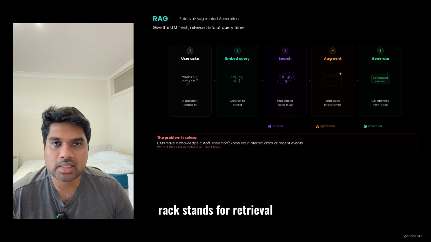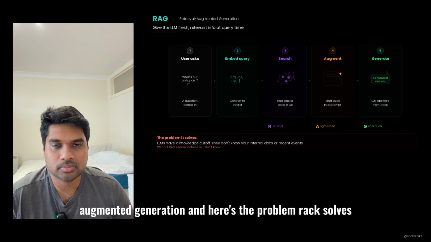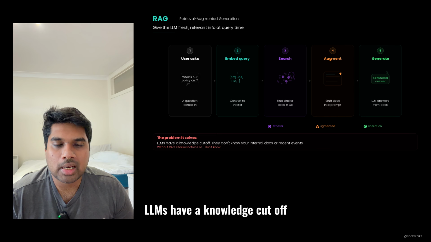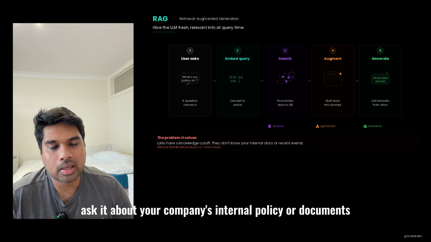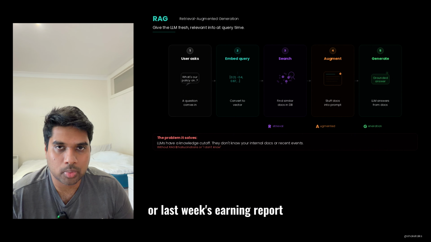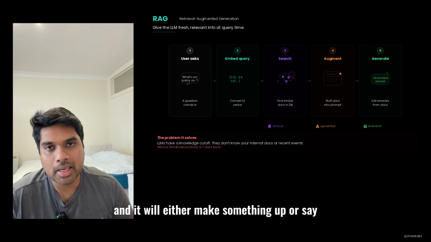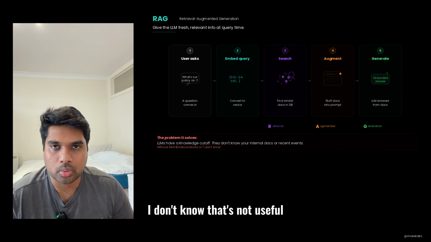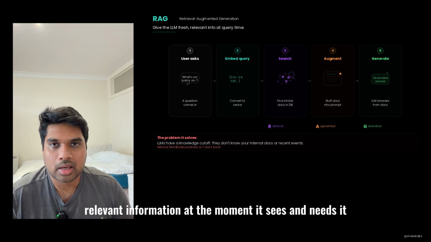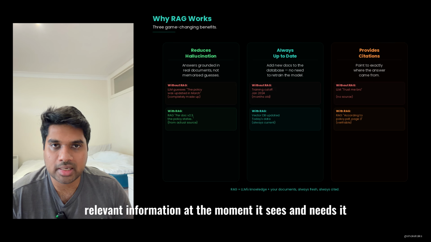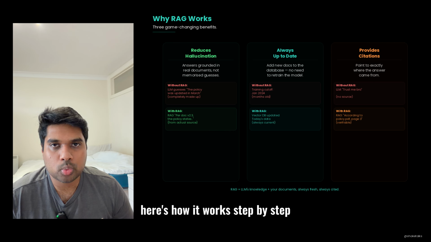Number 24. RAG stands for Retrieval Augmented Generation. And here's the problem RAG solves. LLMs have a knowledge cutoff. They only know what was in their training data. Ask it about your company's internal policy or documents or last week's earnings report, and it will either make something up or say I don't know. That's not useful. RAG fixes this by giving the model fresh, relevant information at the moment it sees and needs it.